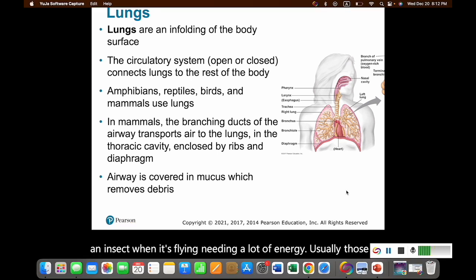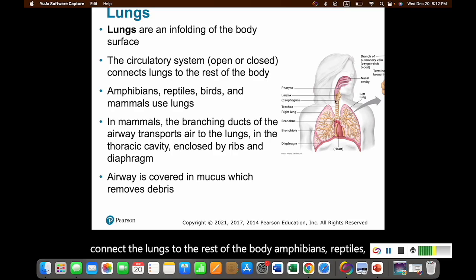Then in animals like us, we have lungs. And lungs are an infolding of the body surface. So they don't go out of our body, they're in our body. But we still have a lot of surface area being developed in this lung surface. The circulatory system, whether it's open or closed, is going to connect the lungs to the rest of the body. Amphibians, reptiles, birds, and mammals use lungs.